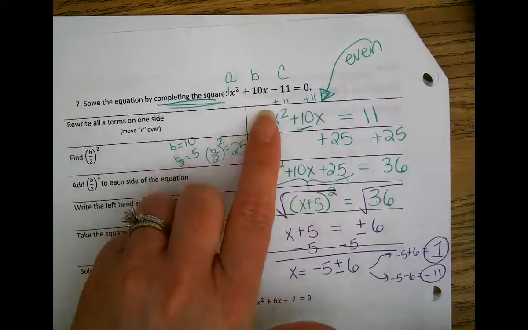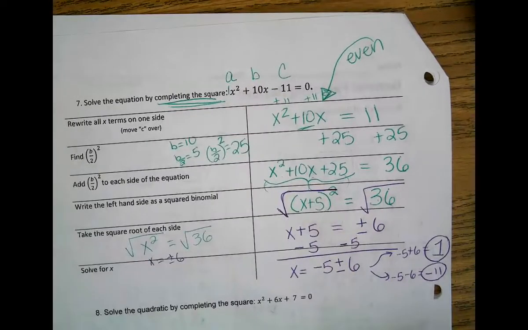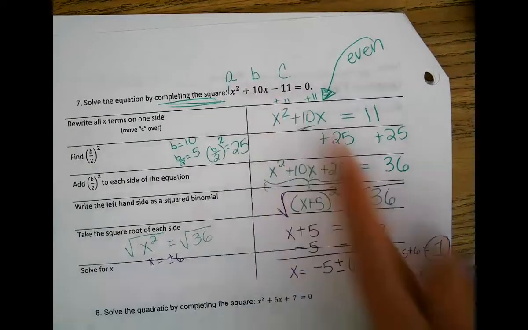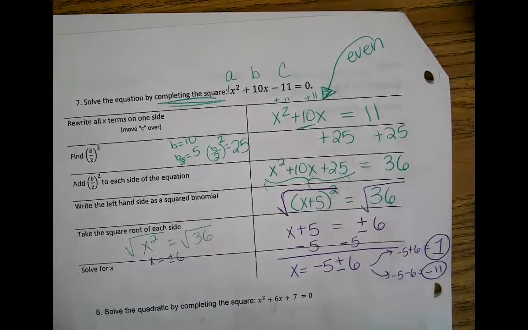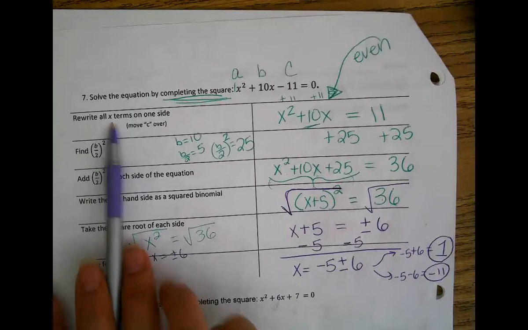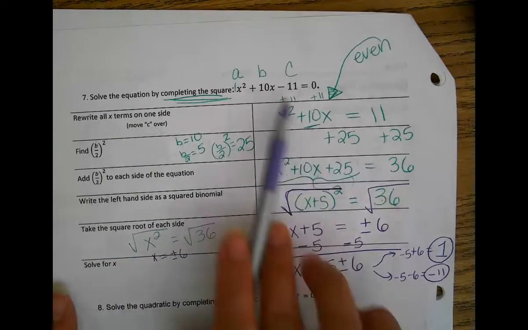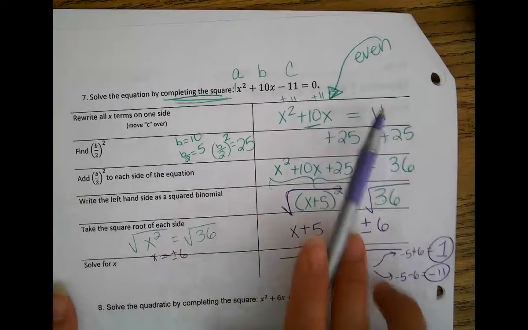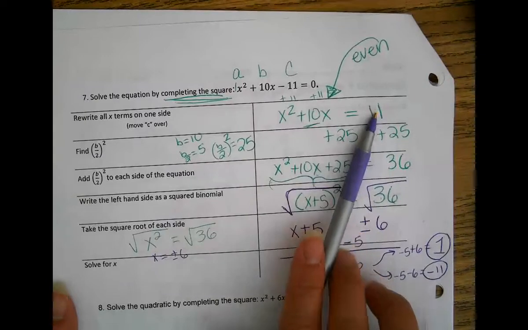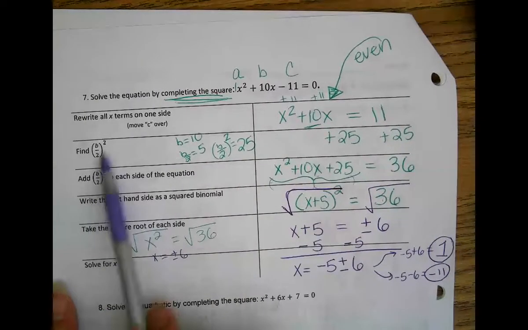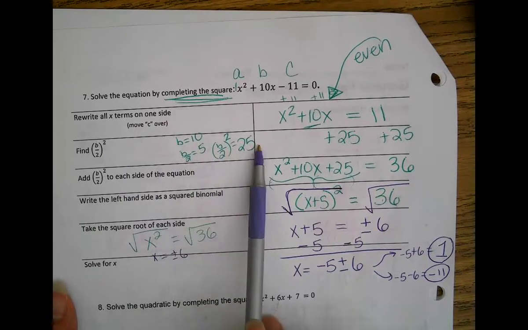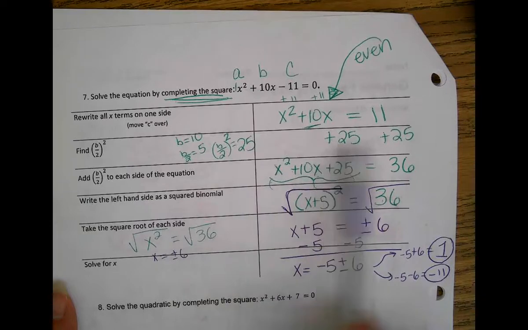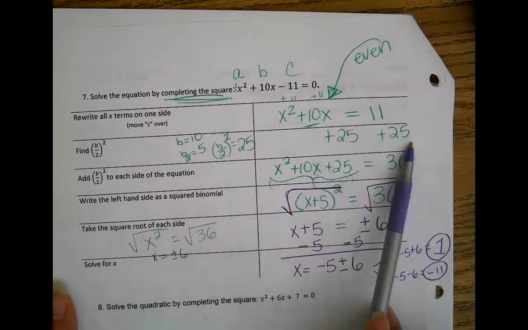So this happened to be factorable at the very beginning, but this completing the square method works for every trinomial. So again, first step is to rewrite all the x terms on one side. So that's where I moved my 11 across the equal sign in this case. We found our b divided by 2 squared by doing the b box. B was 10, divided by 2 is 5. 5 squared becomes 25. We add that to both sides.